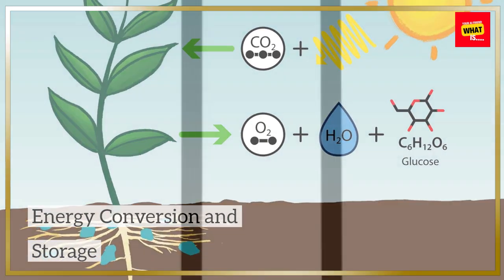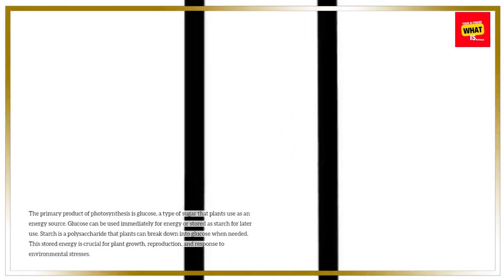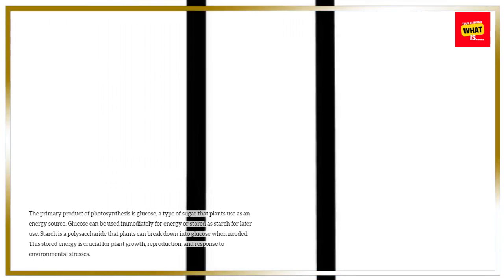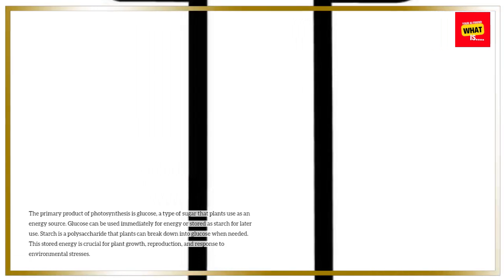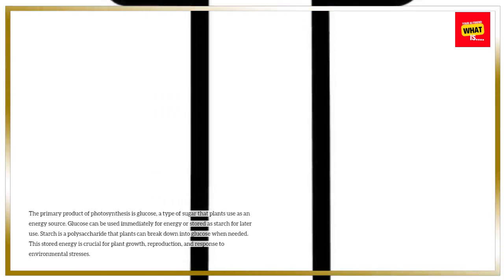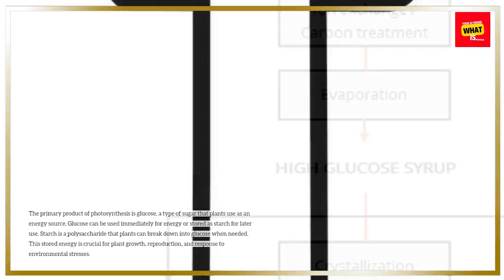Energy conversion and storage. The primary product of photosynthesis is glucose, a type of sugar that plants use as an energy source. Glucose can be used immediately for energy or stored as starch for later use. Starch is a polysaccharide that plants can break down into glucose when needed. This stored energy is crucial for plant growth, reproduction, and response to environmental stresses.